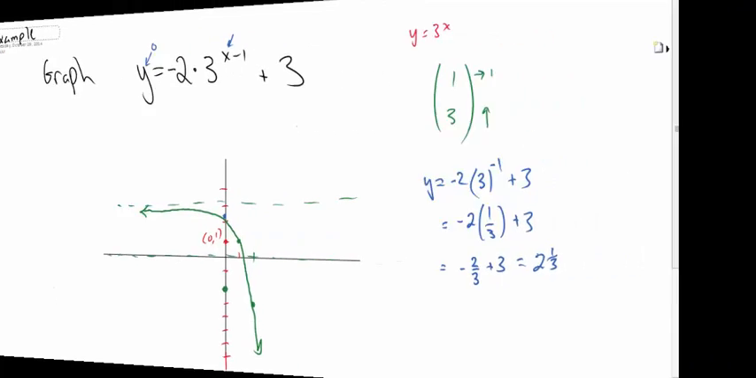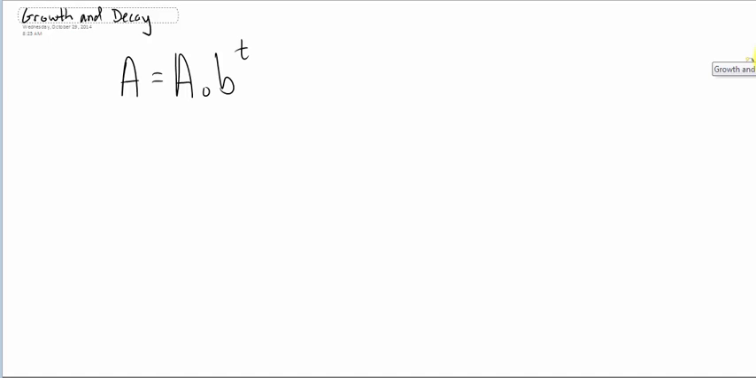But let's keep moving. We're going to look at exponential growth and decay models for situations. A sub 0 is our initial amount. B is our growth factor or our decay factor.